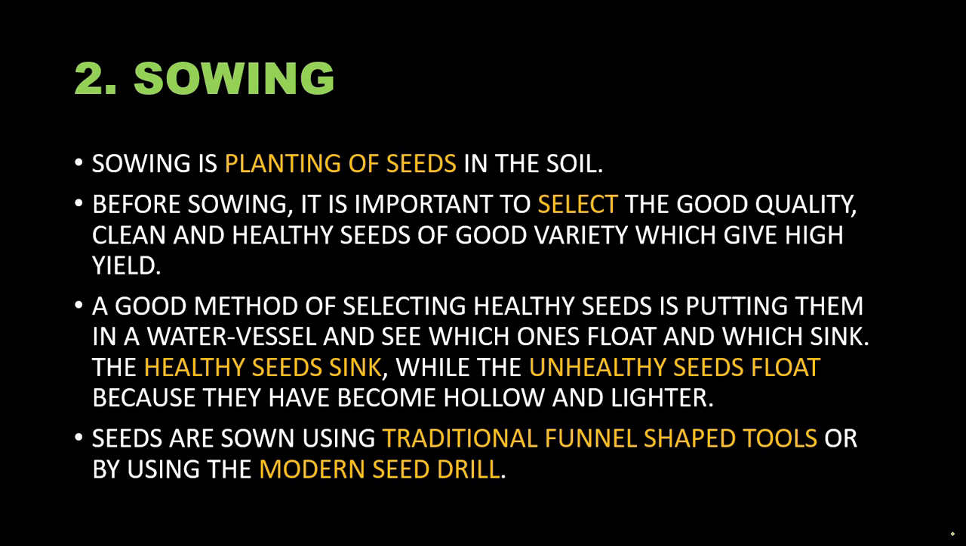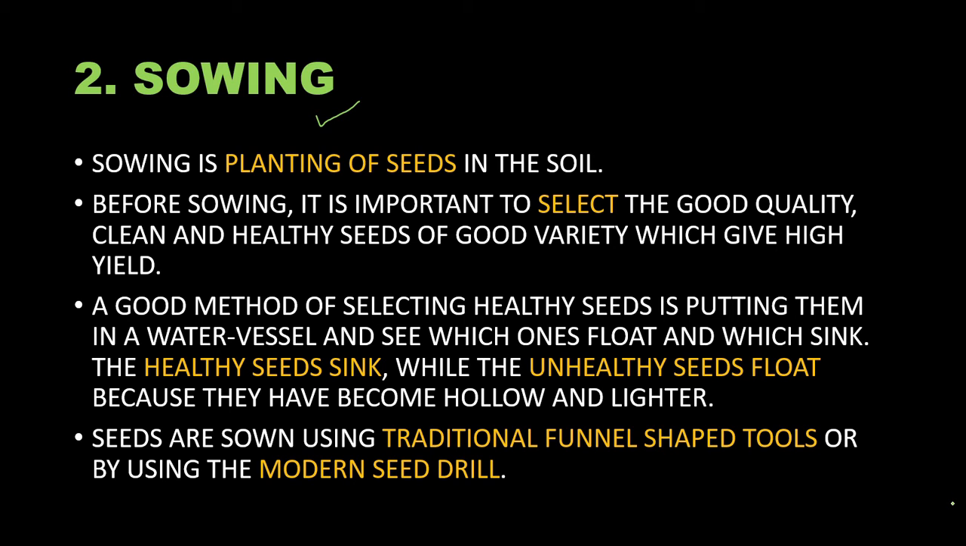As discussed in the previous video, these 4 steps are crop management steps, where the farmer manages the crops on the farm. So let's read about the second step in crop production and management, sowing. Sowing is planting of seeds in the soil.